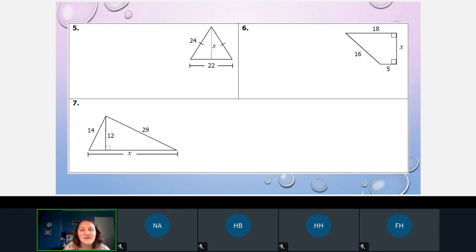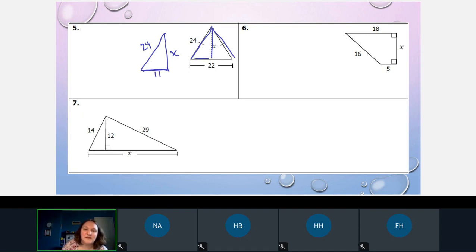In number 5, I have an isosceles triangle. Okay, I know it's isosceles because it has 2 congruent sides. And I see that the altitude there is X. So if I were to redraw half of this guy, there we go. Where I know this is X and this is 24. What would be the length of the base? Go ahead and type that in the chat. What do you think will be the length of the base of my redrawn triangle? Yeah, it's 11, half of 22.